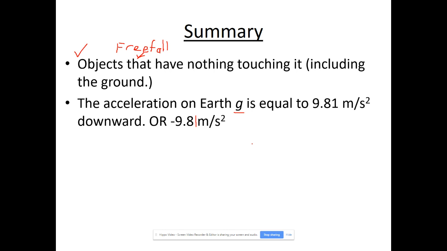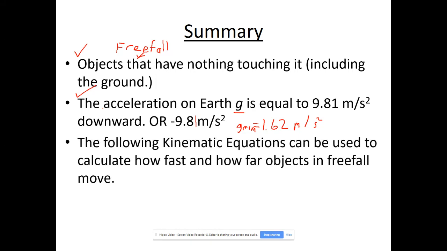If you were on the moon, for example, it would be 1.62 meters per second squared on the moon. It changes depending on where you are. So let's say that's g moon. This is just for Earth, but almost all our problems are going to be involving the Earth. So check 2, we got that.